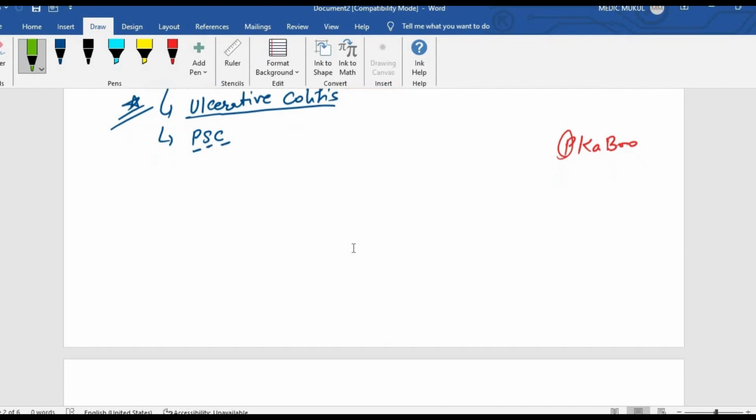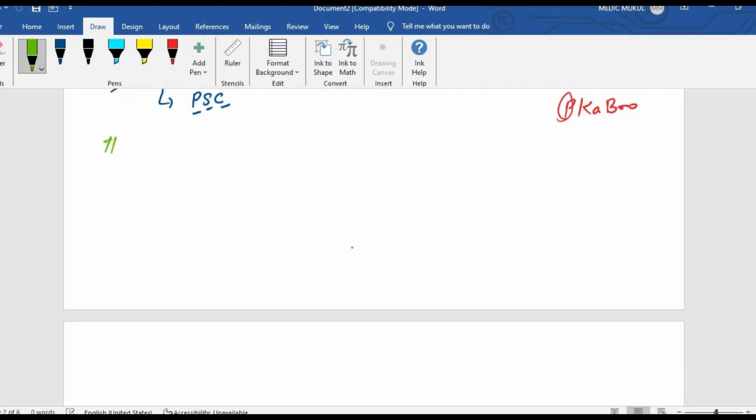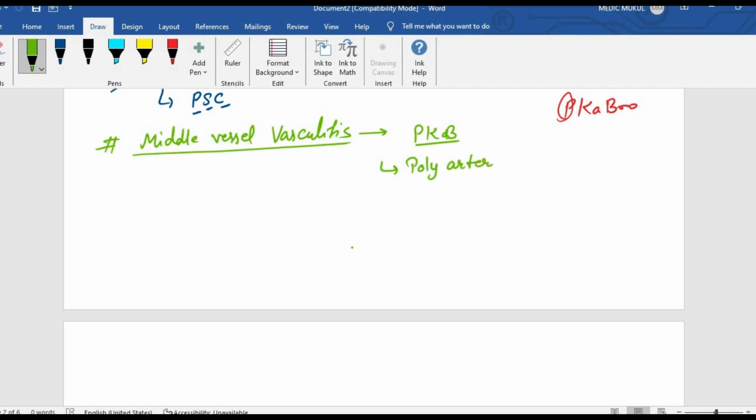Then we have the middle vessel vasculitis. See, in the middle vessel vasculitis, what will we see? PKB. You can remember Paan Khata Bachcha. So P is for polyarteritis nodosa. Let's first discuss polyarteritis nodosa.